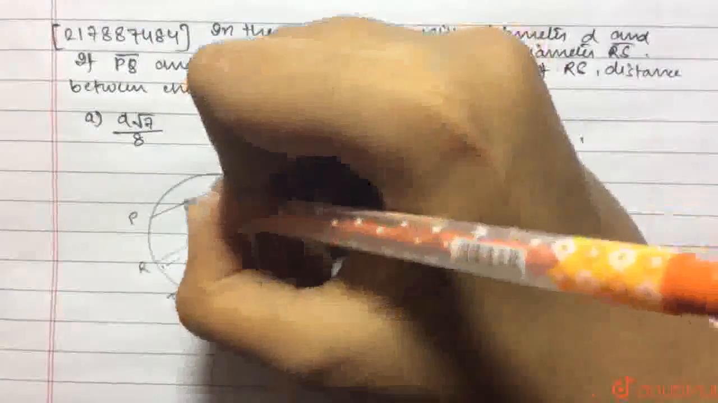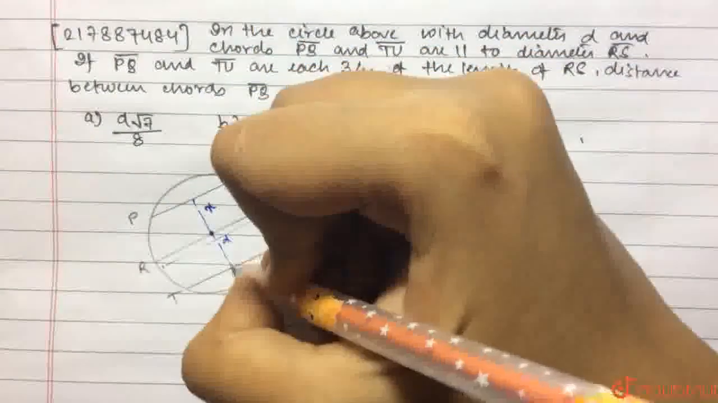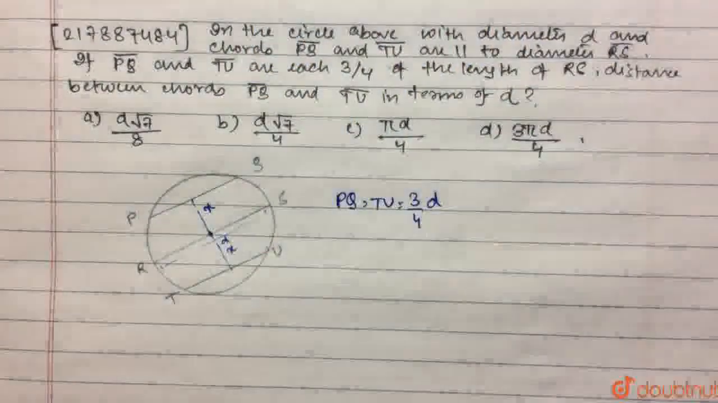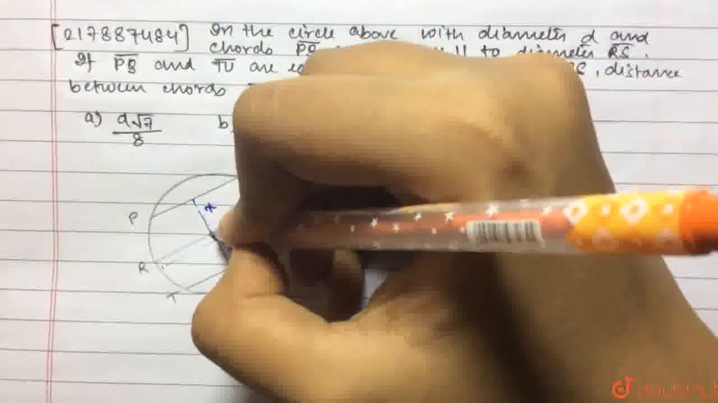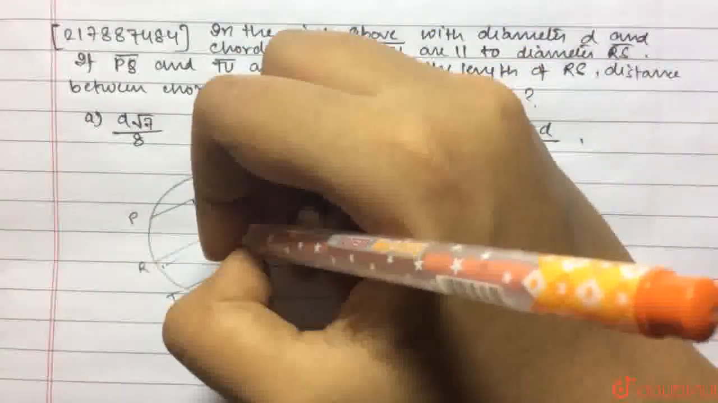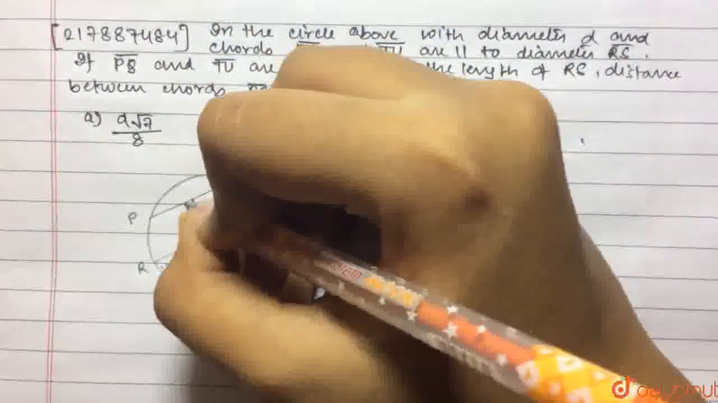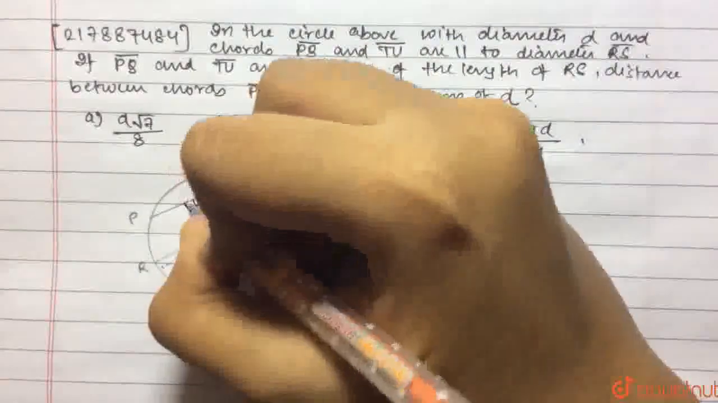So if this is the center, then the distance from the center to PQ, if it is x, then from the center to TU it will also be x, correct. And then if we draw a perpendicular, distance means we are dropping simply a perpendicular from the center on the chord PQ, okay. So when we are dropping a perpendicular, this perpendicular bisects the chord, okay.